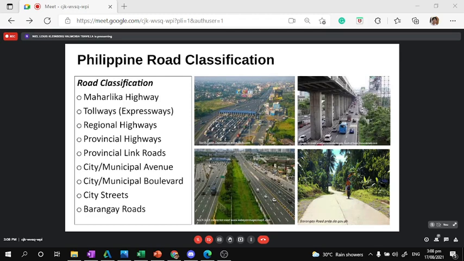Now sa city, natay municipal avenue. For example, city or municipal avenue sa mga dagko nga mga municipality na sila avenue.